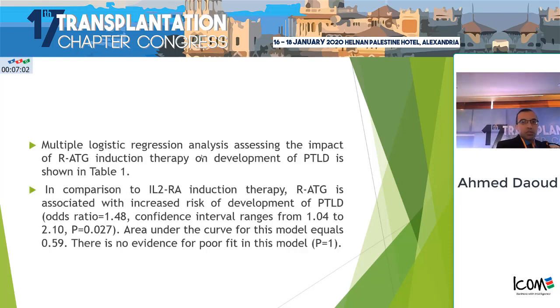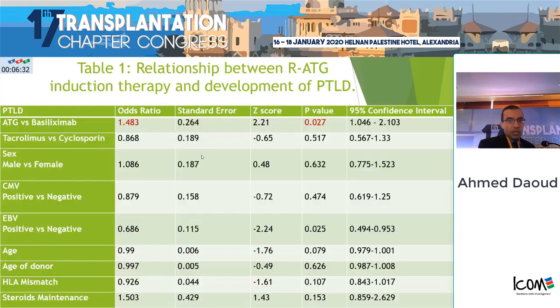So we did multiple logistic regression analysis assessing the impact of the induction therapy on the development of PTLD. And we found that compared to interleukin-2 receptor antagonist induction therapy, the rabbit ATG is associated with increased risk of development of PTLD, with an odds ratio of 1.48, the confidence interval ranging from 1.04 to 2.1, with a statistically significant p-value of less than 0.03. Okay. This is the table. We can see that the only other statistically significant variable was the Epstein-Barr virus positivity.